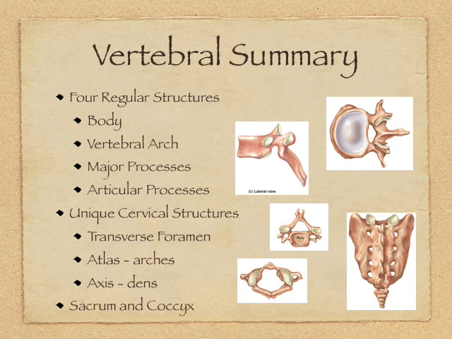Also remember the unique cervical structures. You should always be able to pick out a transverse foramen, which is unique to cervical vertebra only. You should be able to pick out the atlas with its arches and the axis with its dens. And you should know the structures of the sacrum and the coccyx. If you can do these things, you can pick up any vertebral bone, and you can easily tell where all of its parts are.